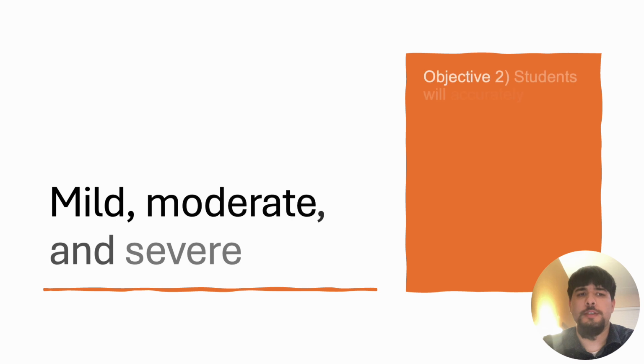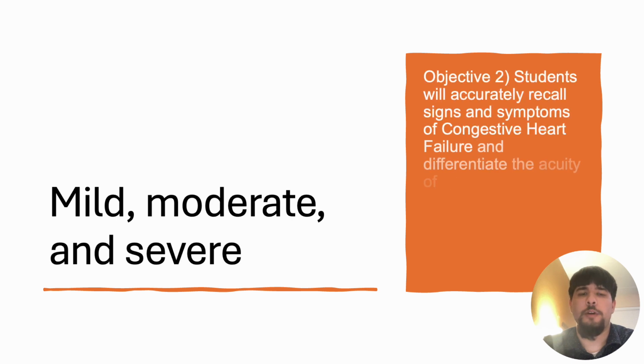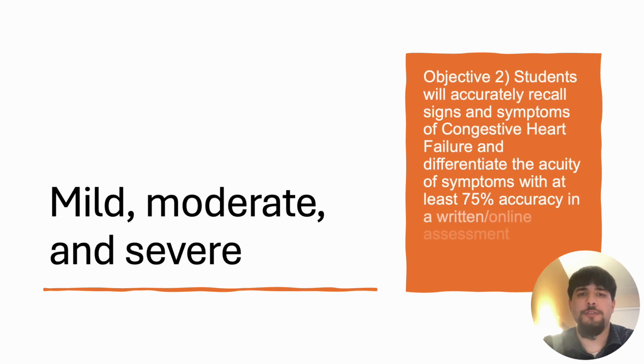So in this part of the lesson, we're going to be going over mild, moderate, and severe CHF exacerbation. This part is going to be covering Objective 2, where students will accurately recall signs and symptoms of congestive heart failure, and differentiate the acuity of symptoms with at least 75% accuracy in a written or online assessment.